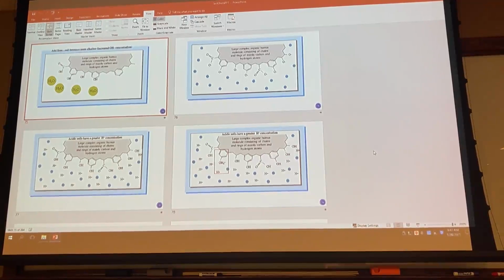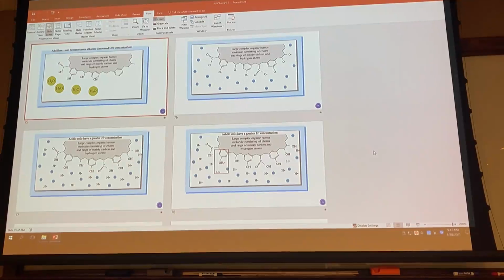So what are the three sources of pH dependent charge? Broken edges of clay. Iron and aluminum oxide. Good job, Nathan. What's the last one? Functional groups of organic matter.